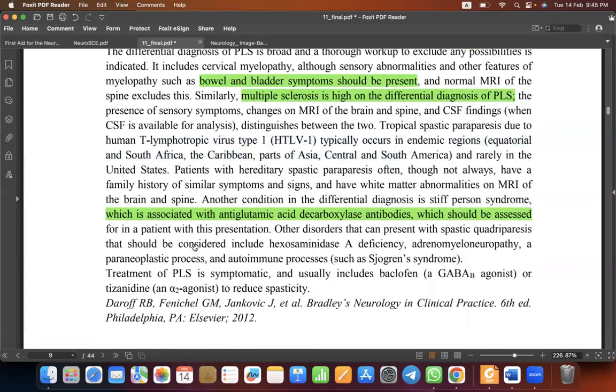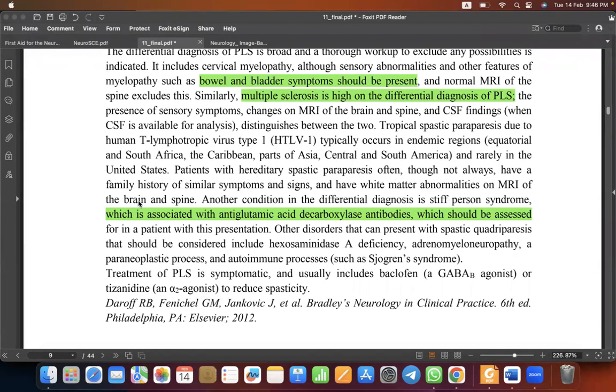Another important thing is stiff person syndrome, which is associated with glutamic acid decarboxylase antibody. This GAD antibody should be assessed in a patient with this presentation. There are some other possibilities. They can involve quadriparesis. They particularly involve the white matter tracts of the brain. So what are those factors? Those are the factors involving leukodystrophy. There could be adrenomyeloneuropathy. There could be hexosaminidase deficiency. They can have leukodystrophy. They can have a paraneoplastic process as well.